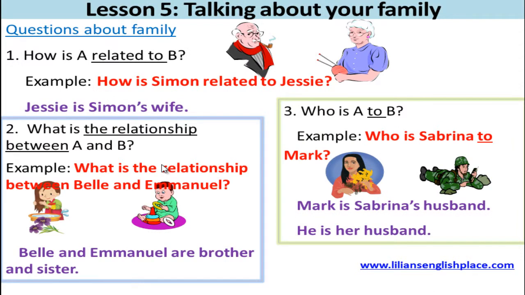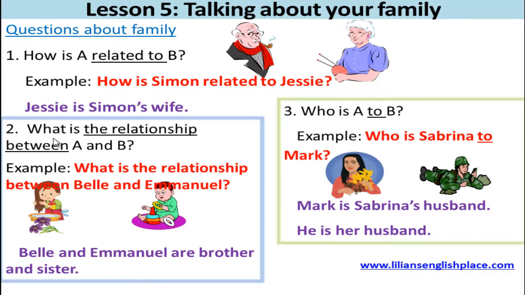When talking about family, here are some questions that you can ask. For example, number one, how is A related to B? When I say A and B, it just means people. So for example, how is Simon here related to Jesse here? And the answer to that is Jesse is Simon's wife, right?